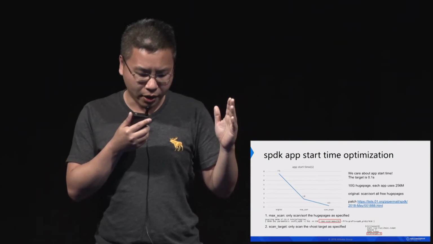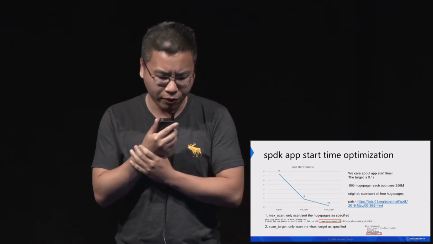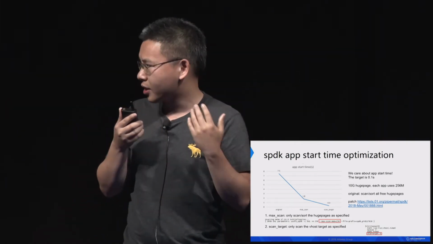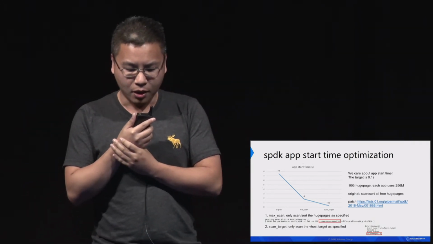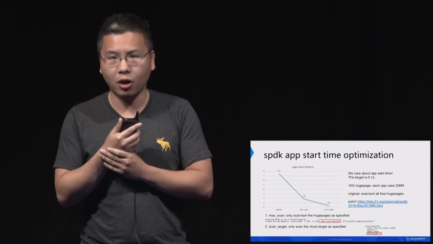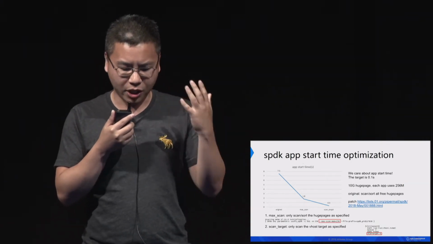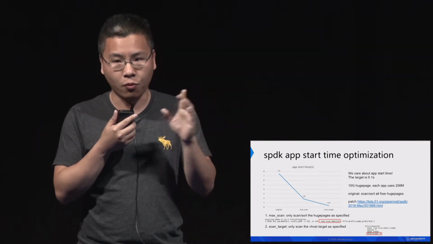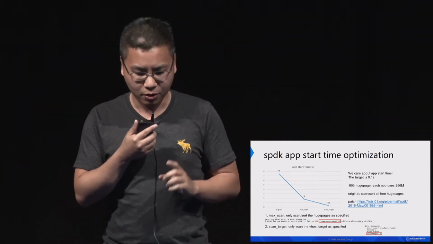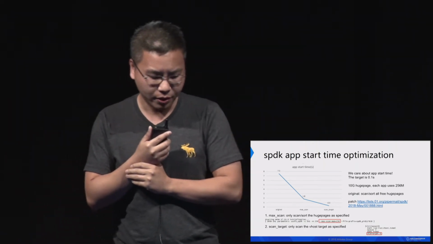So we add a new parameter to the vhost-scsi configuration file. I call it the SCSI target. For example, in this example it means the virtio SCSI initiator will only scan target 0, because in our application, one initiator will only connect to one vhost target. So this is good for us. And here's the patch.